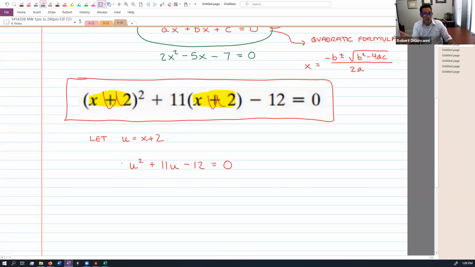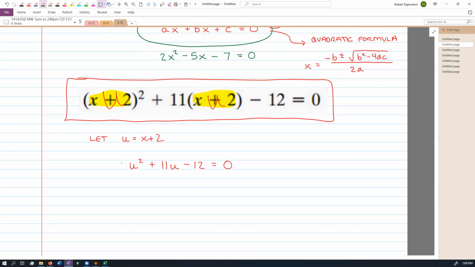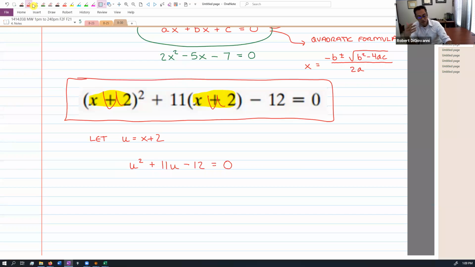We can either factor it or we can use the quadratic formula. If I'm going to factor it, I usually try to factor first. So I'm going to make a little box over here. I take the number in front of u squared, multiply it times negative 12 to get negative 12. And the number in the middle is 11. I try to come up with two numbers that multiply to be negative 12 and add to be 11. So 12 and negative 1 work.